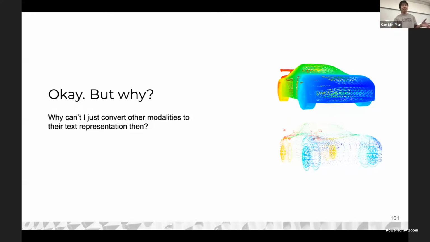So why is this important at all? Why can't I just convert other modalities to their text representation? Like if I have a video, I just convert it to text, and then I just use a normal retrieval system and query over it.